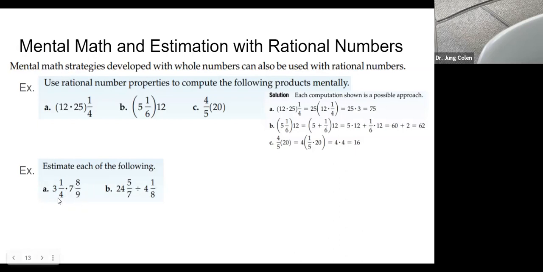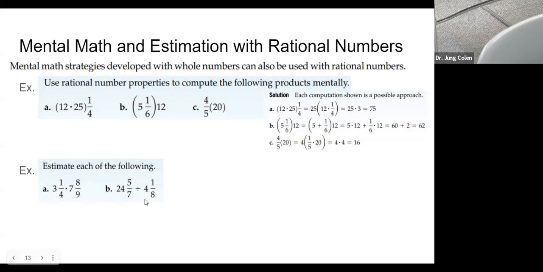I agree. How about this one? Pretty close to 3, right? So 3 times 8, which is 24. We can say approximately 24, right? We know the answer should be between 3 times 7 and 4 times 8, right? And our approximation was in between those two numbers, so that should be good.